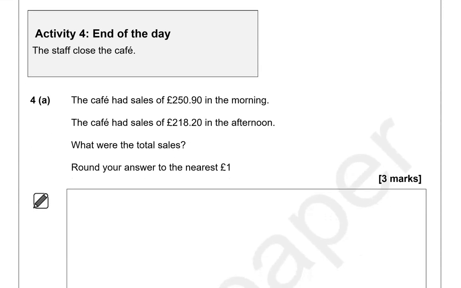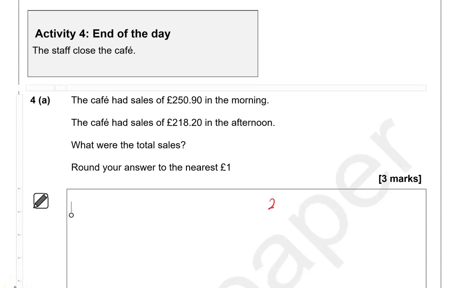Activity 4. End of the day. The staff closed the cafe. The cafe had sales of £250 and 90 pence in the morning. The cafe had sales of £218 and 20 pence in the afternoon. What were the total sales? Round your answer to the nearest pound.